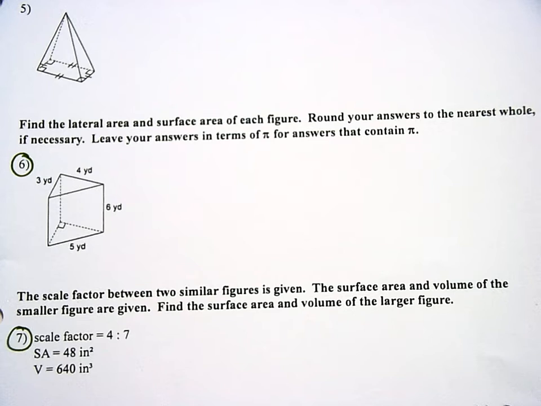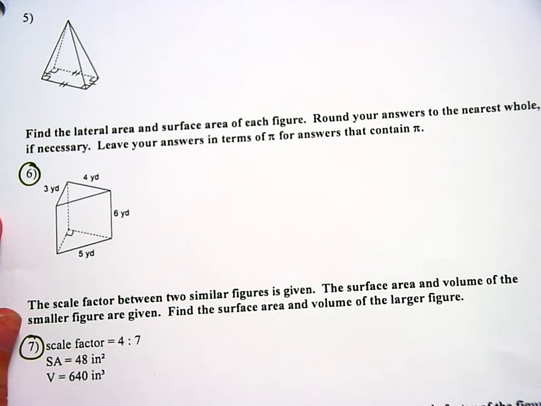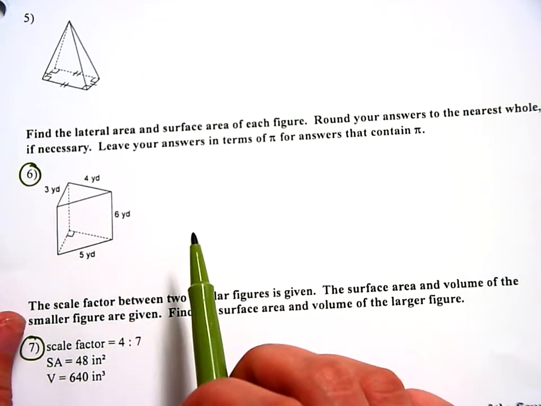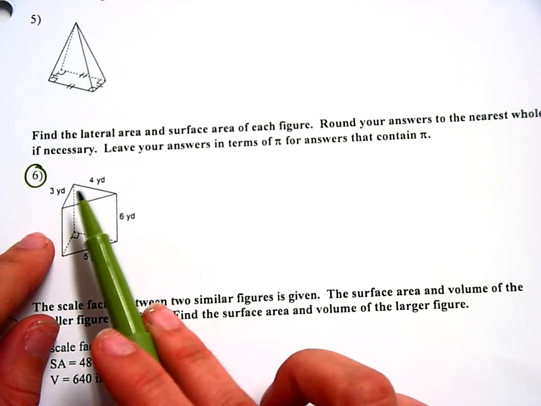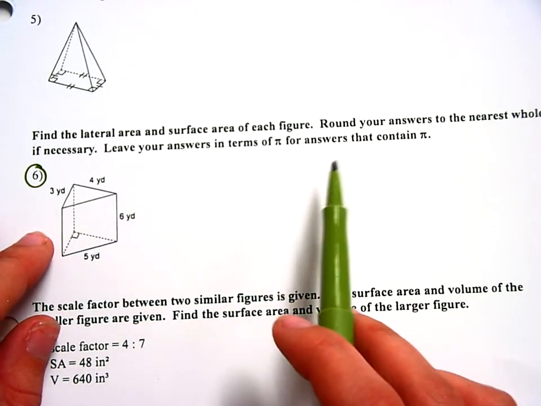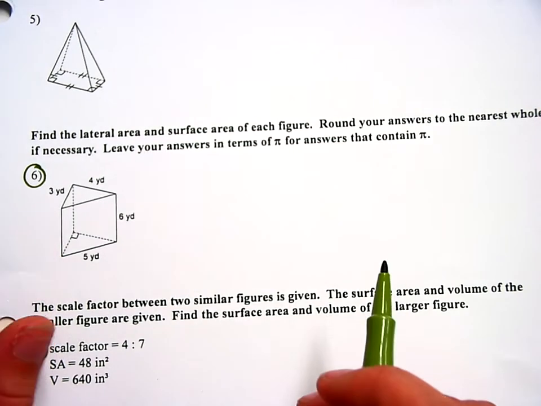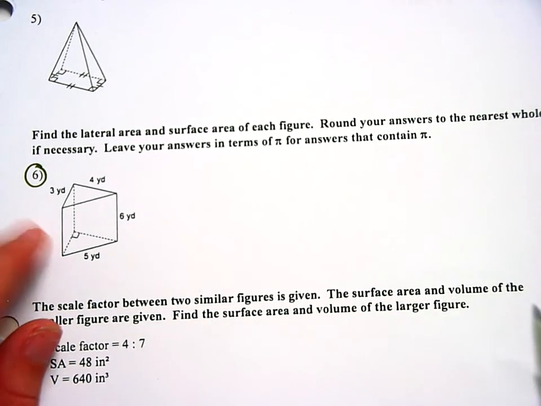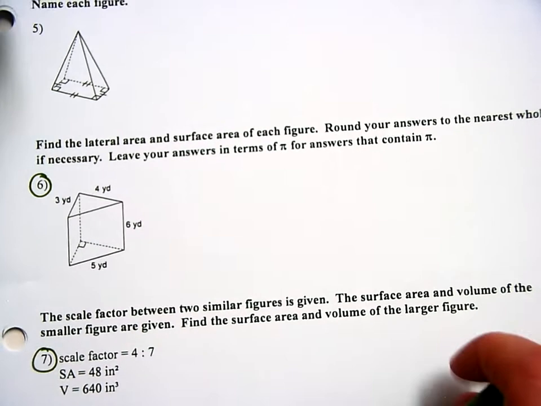All right, so let's get started. Number 6 on the paper, I know it's really kind of like number 2. We are going to find the lateral area and surface area of this figure. We're going to round our answers to the nearest whole, and we're going to leave in terms of pi. Your guys' final is going to have multiple choice and most likely in terms of pi, so we'll practice with that. Okay, so the first thing is our lateral area.